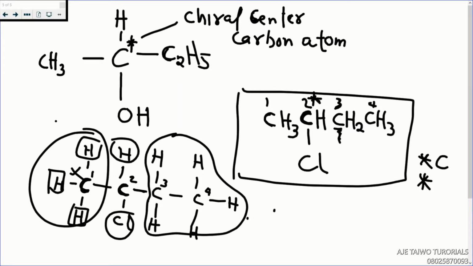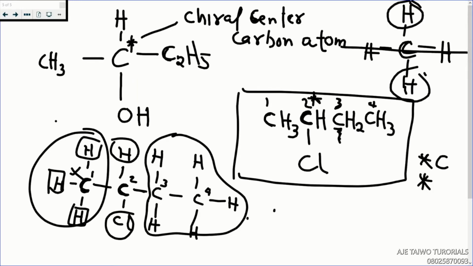Now, assuming what you have on this side is H, on this side is H, on this side is H, and on this side is H. This carbon here will be symmetrical. That means what you have on the left is what you have on the right. It will be called a symmetrical molecule. Let's assume that we are laymen in chemistry. If you draw a line like this, what you have down and what you have up are the same. That means this molecule is symmetrical about this carbon atom.